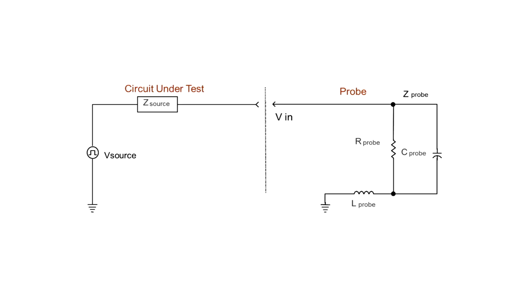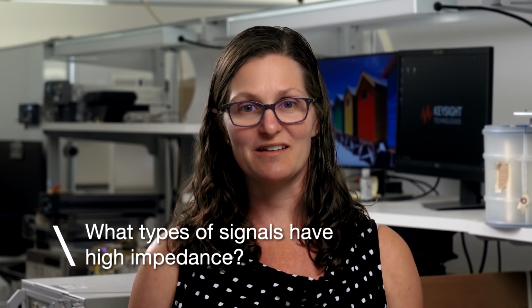Let's go back to our simple circuit diagram. You should consider the source impedance relative to the probe impedance. If you have a signal with high impedance, then an RC architecture is best so that the probe loading does not affect the circuit under test. If you have a signal with low impedance, then an RCRC architecture would work because the probe impedance would still be high enough. What types of signals have high impedance?